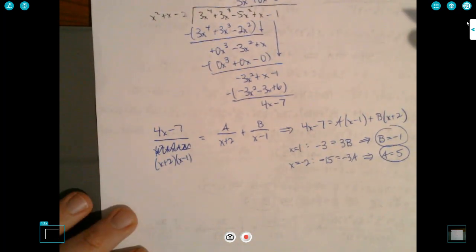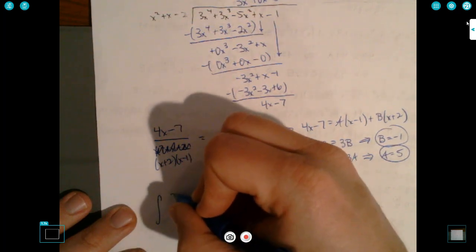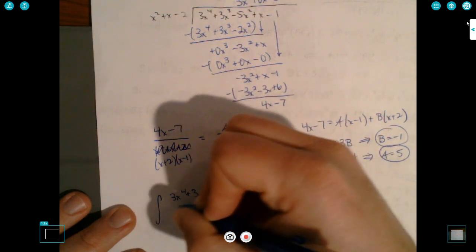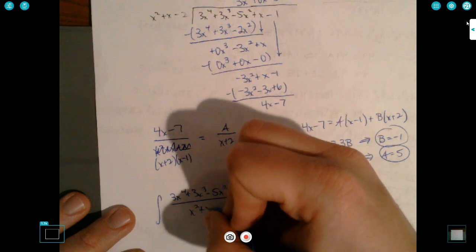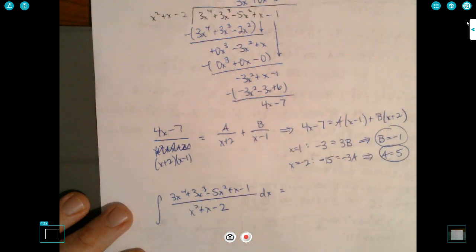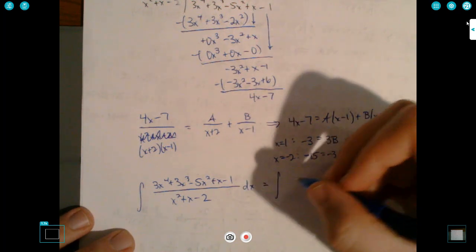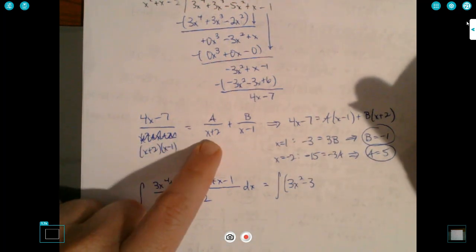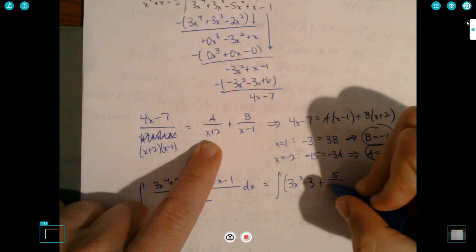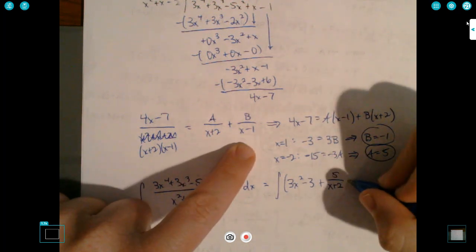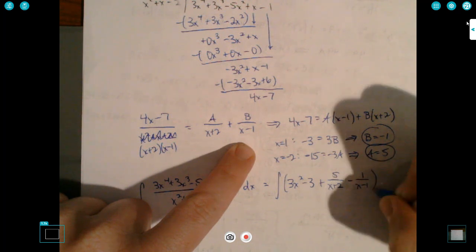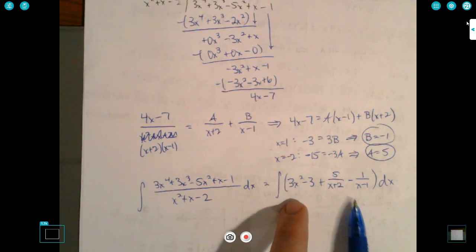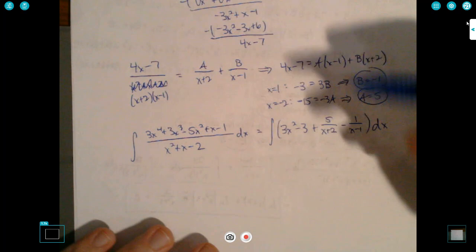So, my original integral, 3x to the 4th plus 3x cubed minus 5x squared plus x minus 1 over x squared plus x minus 2 dx is really the same thing as the integral of 3x squared minus 3 plus 5 over x plus 2 minus 1 over x minus 1 dx. Believe it or not, this looks much nicer as far as integration is concerned, right? Anyway, the integration is not difficult at this point.